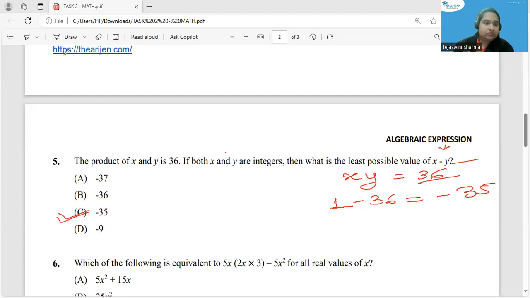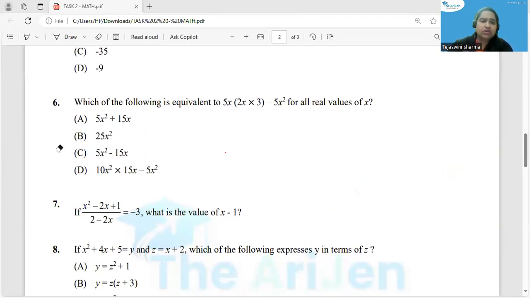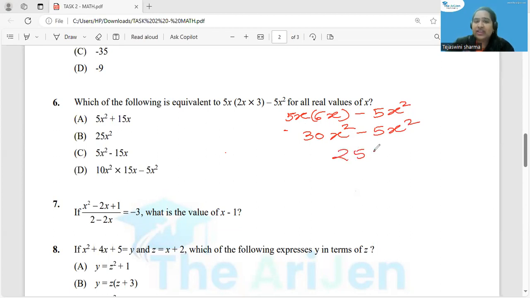Now let's see what is the next question. Question number 6. Simply you have to simplify the given expression and check with the following options. So you have 5x multiplied by 2x multiplied by 3 minus 5x square. When you do the calculation further, you will have 5x, and then 2x will get multiplied with 3, which is 6x, and negative 5x to the power 2. So when you further simplify it, you will get 30, 5 sixes are 30, and x times x is x to the power 2, minus 5x to the power 2. When you further solve it, you will get 25x to the power 2. Option B is correct.